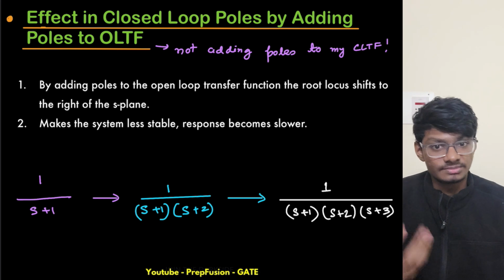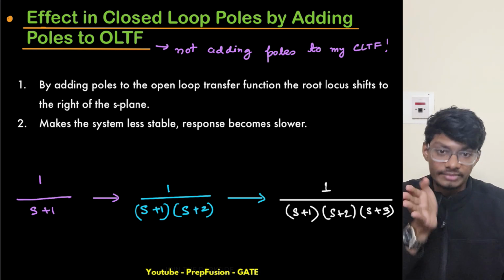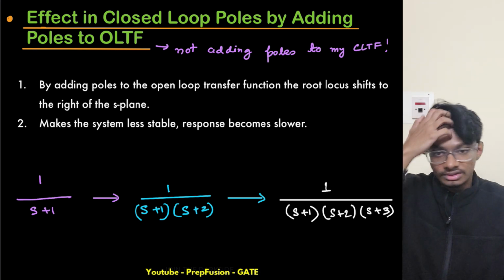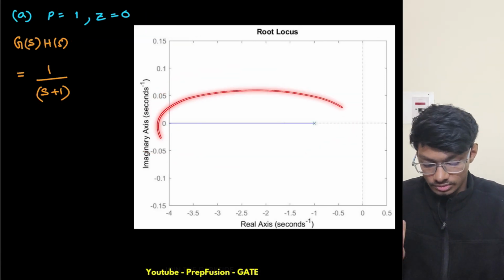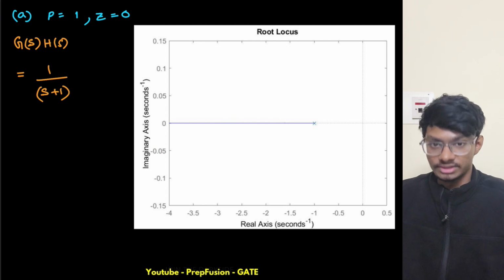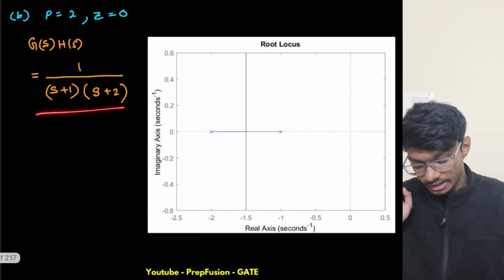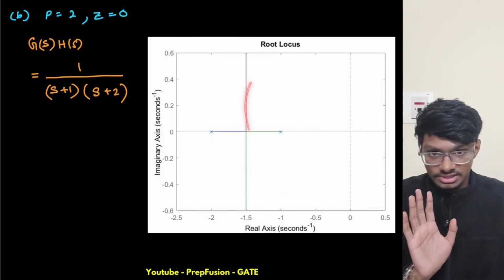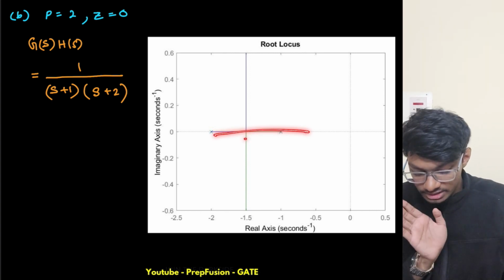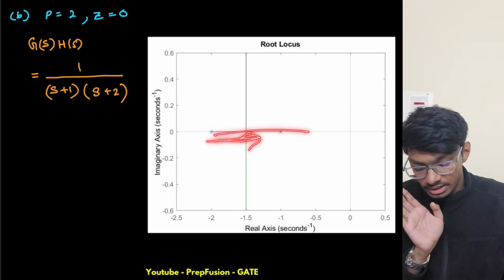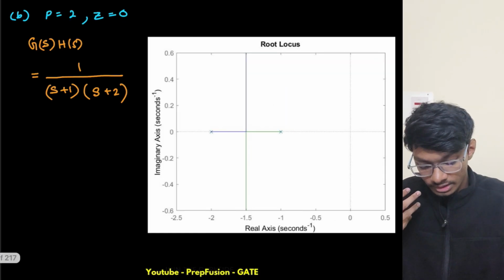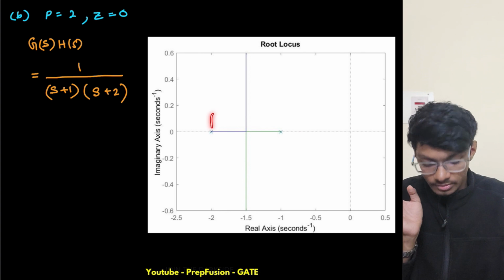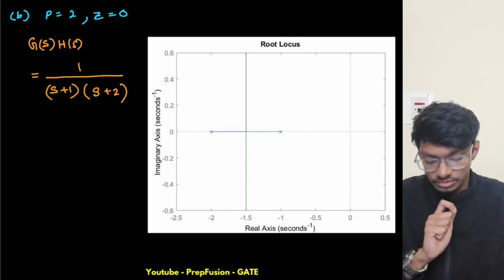Now, what does this mean? If my system's root locus is moving more towards the right, let's say initially all my poles are lying on the left hand side of the S-plane. Now I added a pole, and no changes happen. Still they are on the left hand side, but it slowly moves to the right. At the first stage it was going towards negative infinity. Here it is not going to negative infinity anymore, it is bounded, like the CLTF closed loop poles.